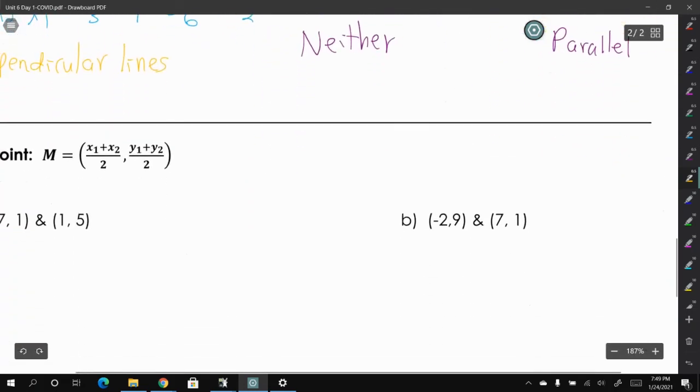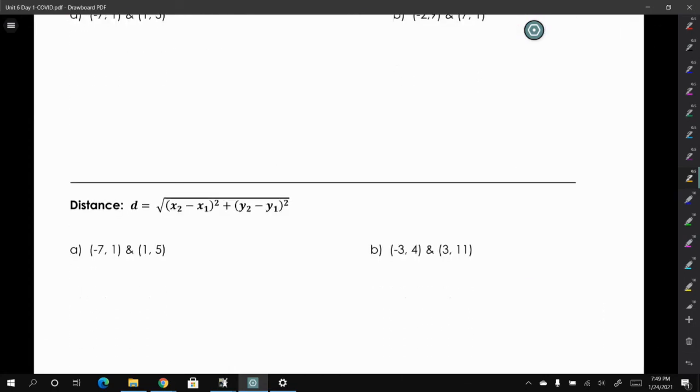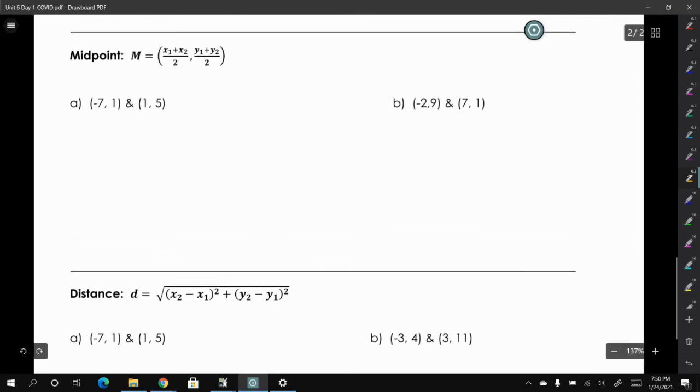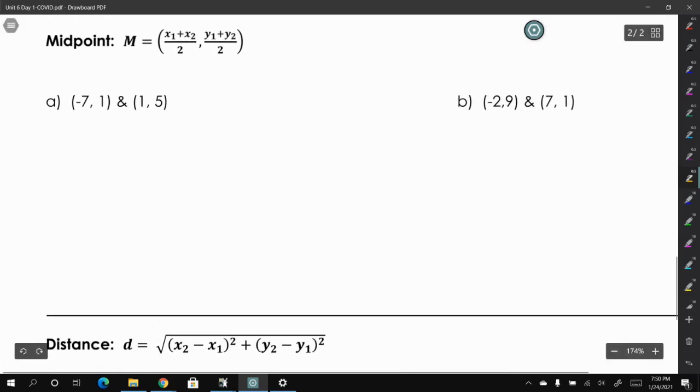Now let's look at here, the midpoint and the distance formula. Again, you guys have practiced this and used this before. So what I'm going to do is I'm going to do the midpoint for A and the distance for A. And then I'm going to have you try B for both of them just to see if you still got this.